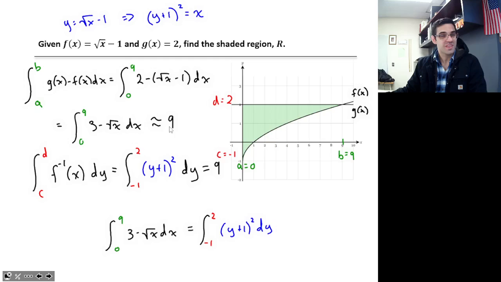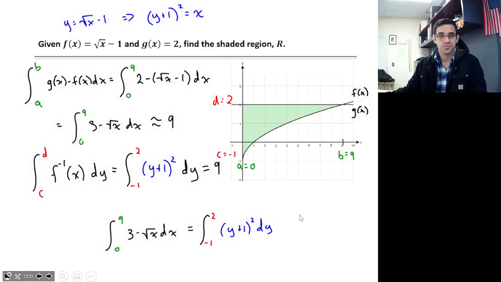Anyway, so since they both equal 9, we've just shown that you can integrate with respect to x, you can integrate with respect to y, and you get the same answer. And that's important because that gives you more tools for integrating. Obviously, you want to pick the easier one. Sometimes integrating with respect to y might be easier. In this case, if I integrate with respect to y, it's just one function instead of a difference of functions. Although really either case on this example isn't too difficult. But now you know how to do it.